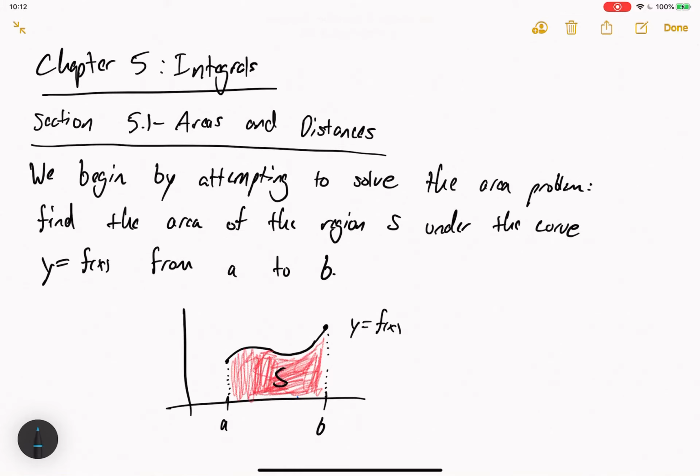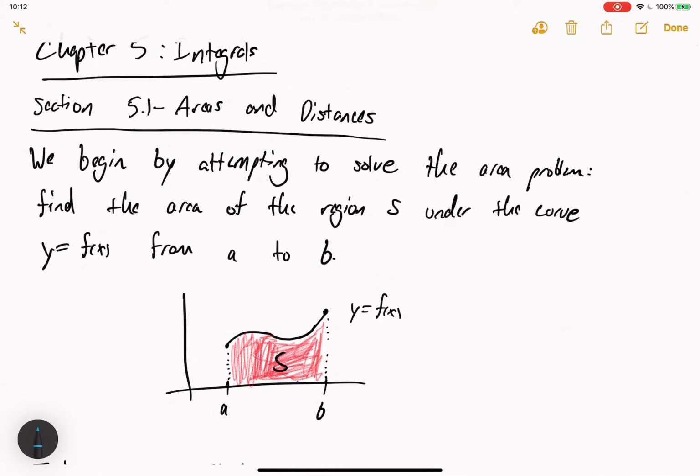Hello guys, today we're going to be covering section 5.1, or really starting chapter 5, which is integrals. This is basically going to be the final chapter of the course. Beautiful section, love it very much. The first thing we need to talk about: I'm saying integral, what does that word even mean? We have to get some context.